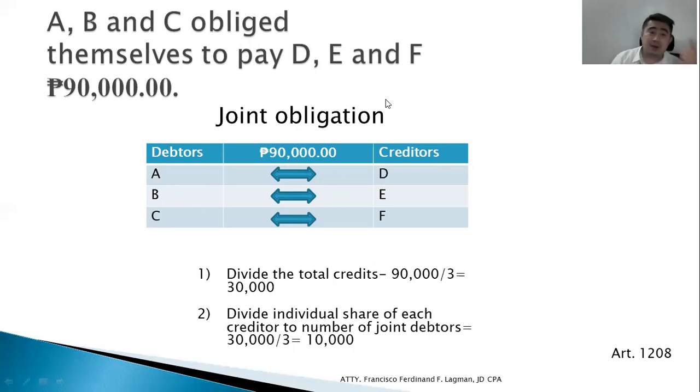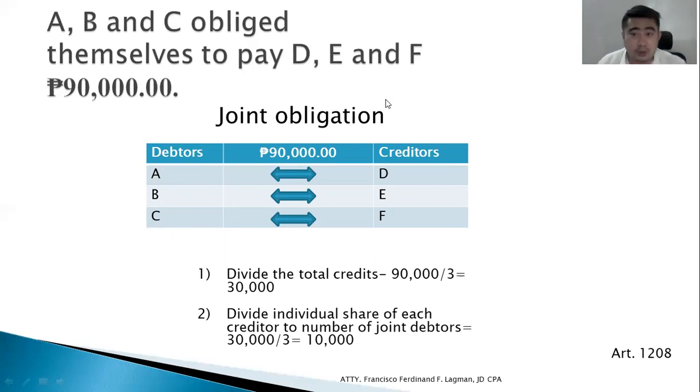Now class, look at the statement: A, B, and C oblige themselves to pay D, E, and F 90,000 pesos. How do we know if this is a joint obligation? Is there anything written that says this is joint? There is nothing written that says it is joint. There is also nothing written that says it is solidary. Therefore, what is the presumption? The presumption is, if the problem is silent, the obligation is joint.